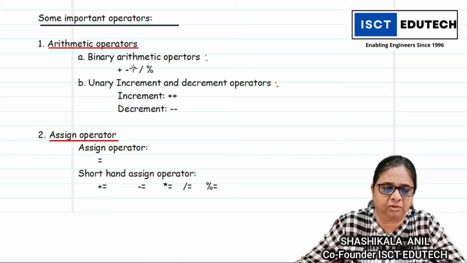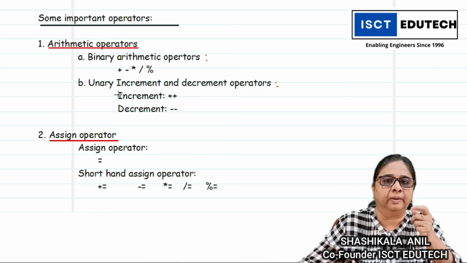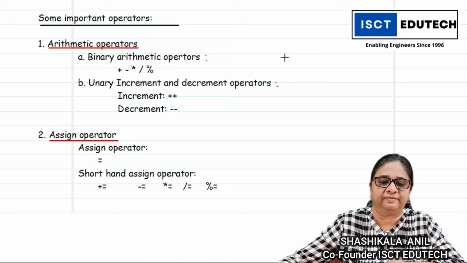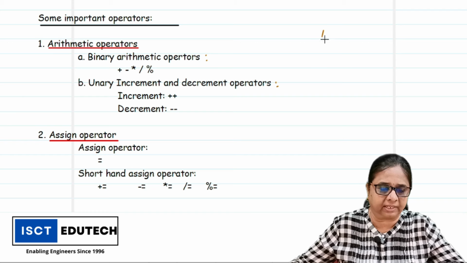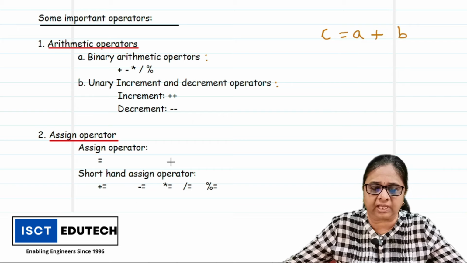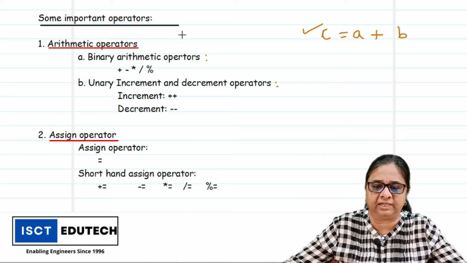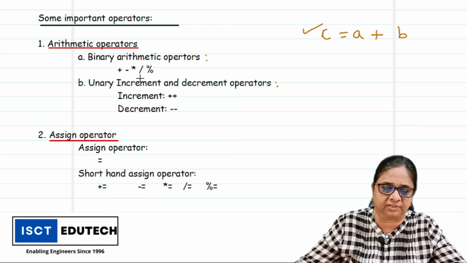This is what you have been using all this time: plus, minus, multiplication, division, and modulus. Why are they called binary arithmetic operators? Because they act on two values or two operands at a time. See, when you use plus, which is a binary arithmetic operator, you say C = A + B. The plus is acting on two values. You cannot just say C = A +. It is meaningless. So C = A + B is a binary arithmetic operator. Similarly, minus, multiplication, division, and modulus.